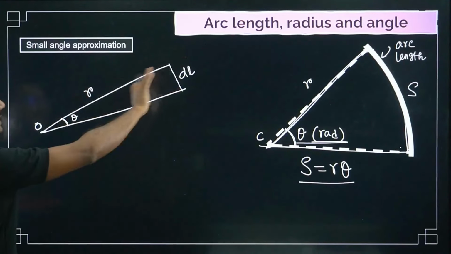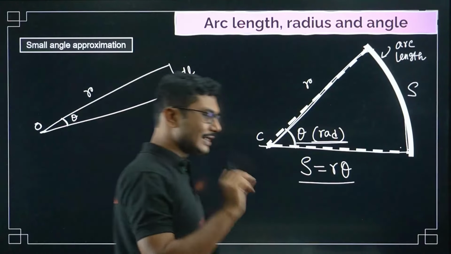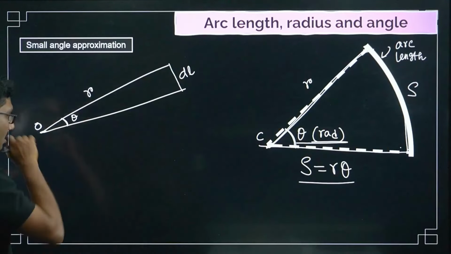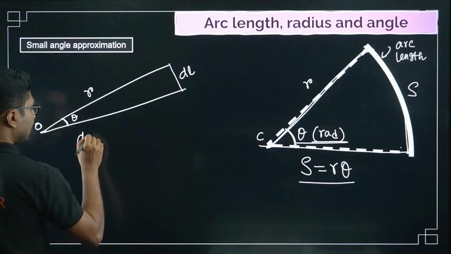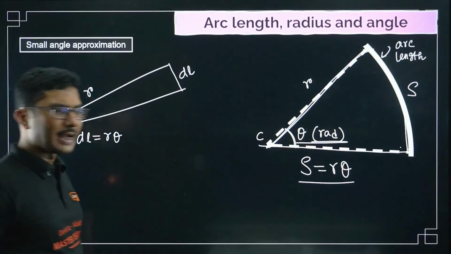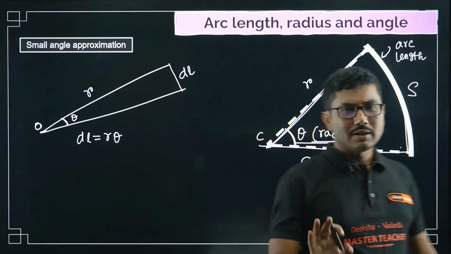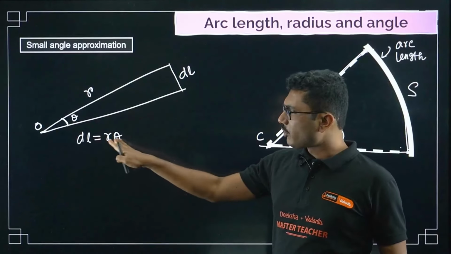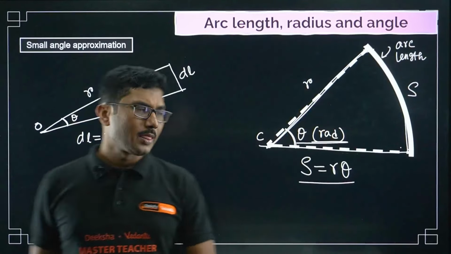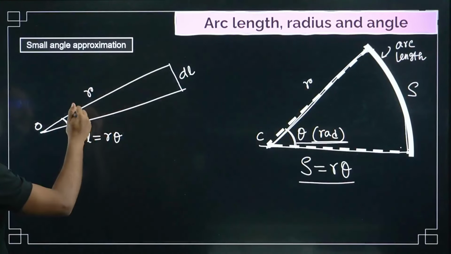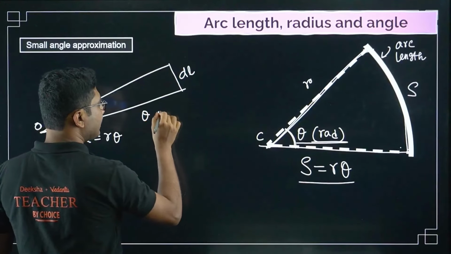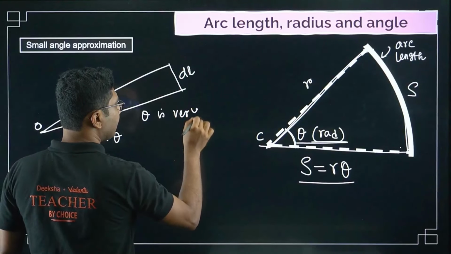So in this particular case where the angle theta is very small, you can write dL equals r theta. Same formula. Generally we denote it by d theta, but for convenience I am not writing d theta, I am just writing theta for now. This is only valid when this angle theta is very small.